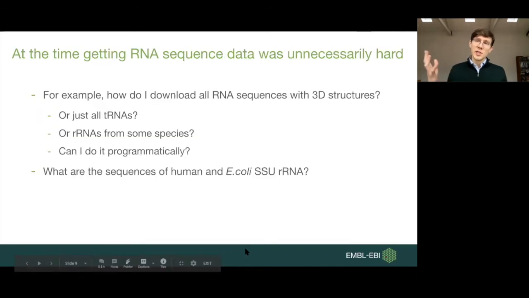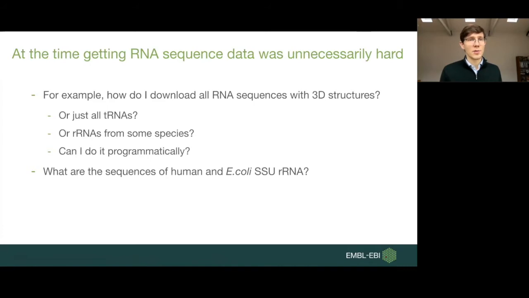So this is the gist of my work in graduate school, but something that I kept noticing again and again was just how difficult it was to access information about non-coding RNAs. For example, if you wanted to download all RNA sequences with experimentally determined 3D structures and then filter them by RNA type or by organism, or if you wanted to do it programmatically, or if you just said, just give me the reference sequences from E. coli and human small subunit ribosomal RNAs. At the time, when you were looking for information like this, it wasn't straightforward at all.